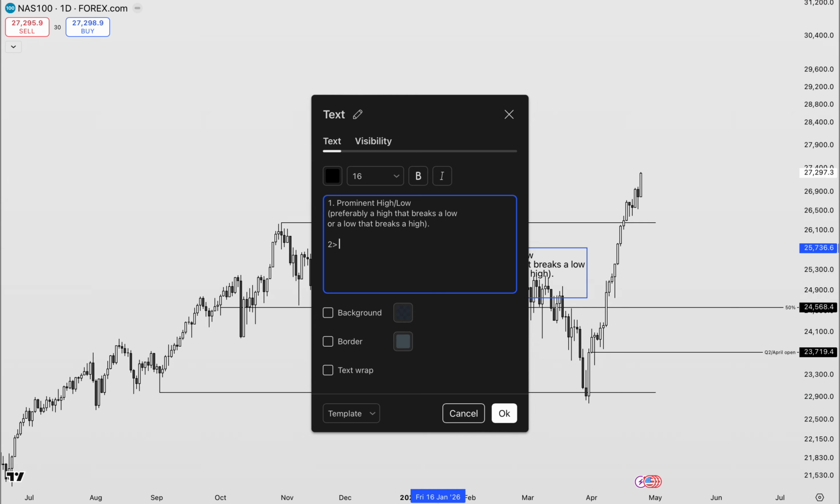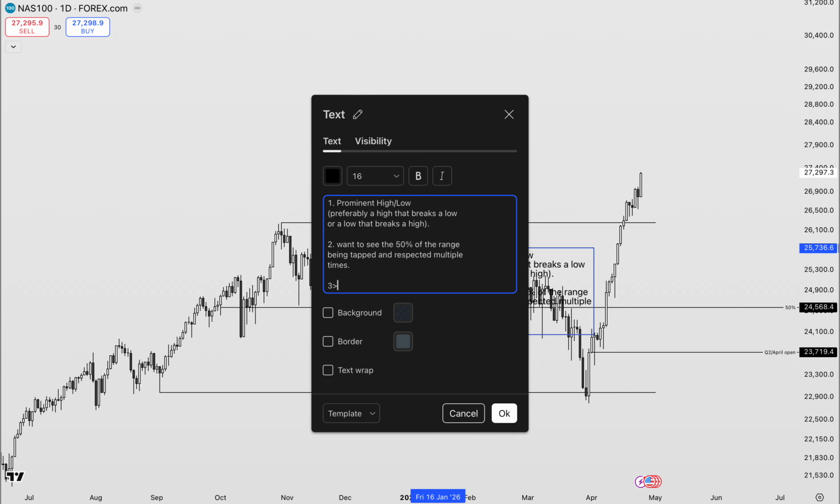Want to see 50% of the range being tapped and respected multiple times.